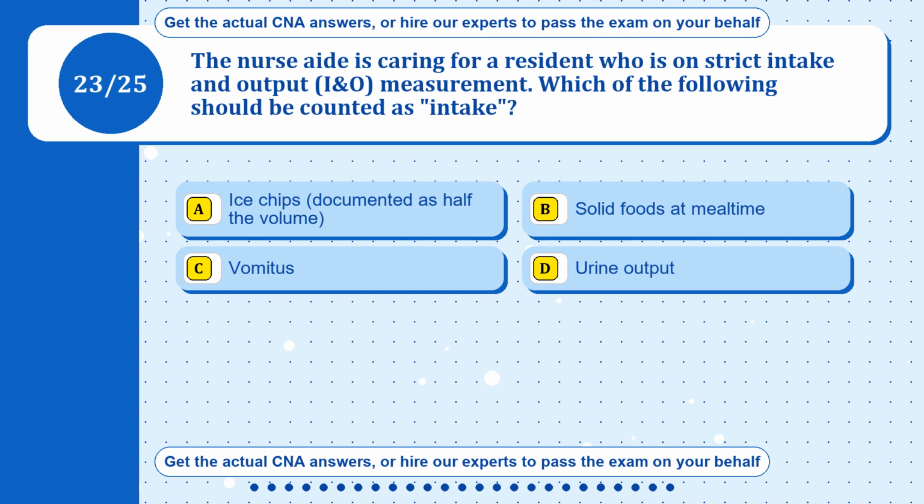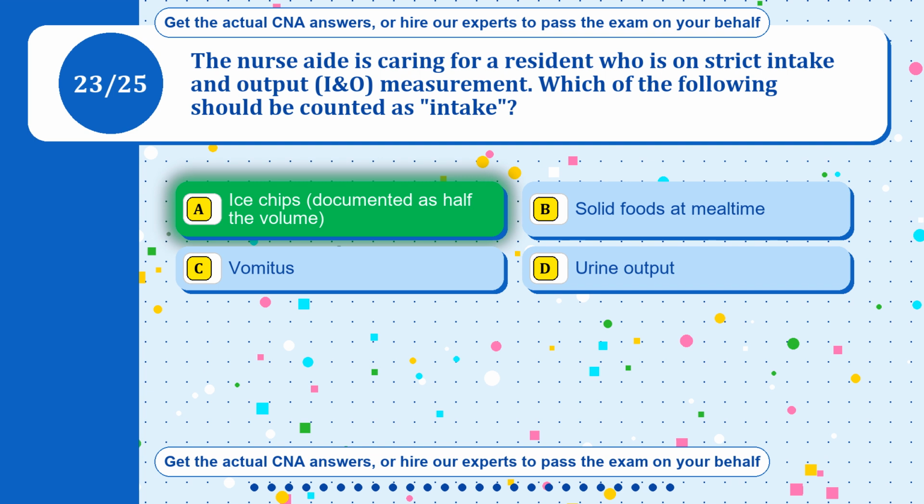Question 23. The nurse aide is caring for a resident who is on strict intake and output (I&O) measurement. Which of the following should be counted as intake? Option A. Ice chips, documented as half the volume. Option B. Solid foods at mealtime. Option C. Vomitus. Option D. Urine output. The correct answer is option A.